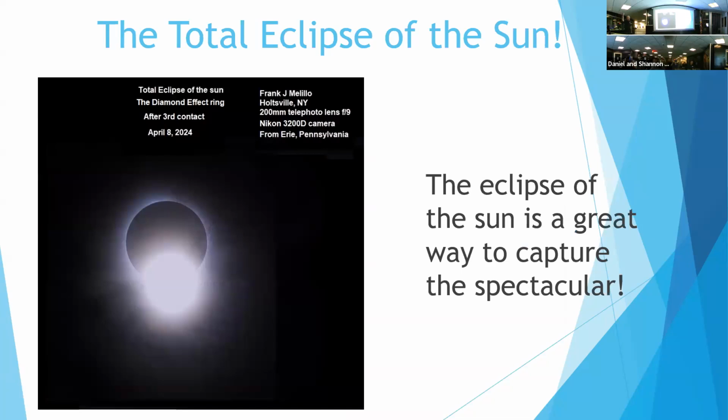You have the total eclipse. Remember April 8th of last year? It's visible in the daytime. You get the eclipse with the little diamond effect. So in order to capture the particular event, it takes place in daylight.